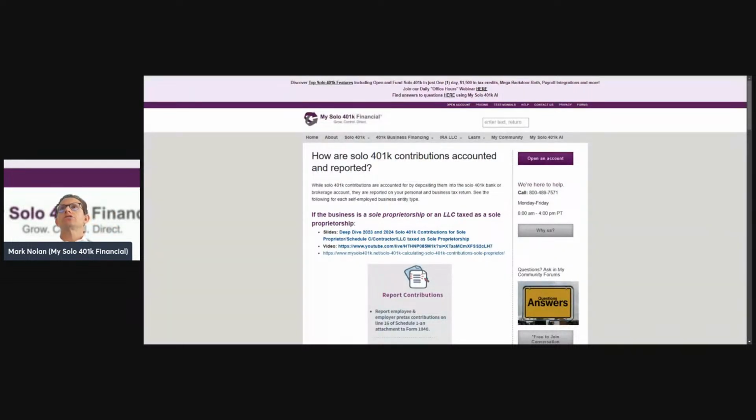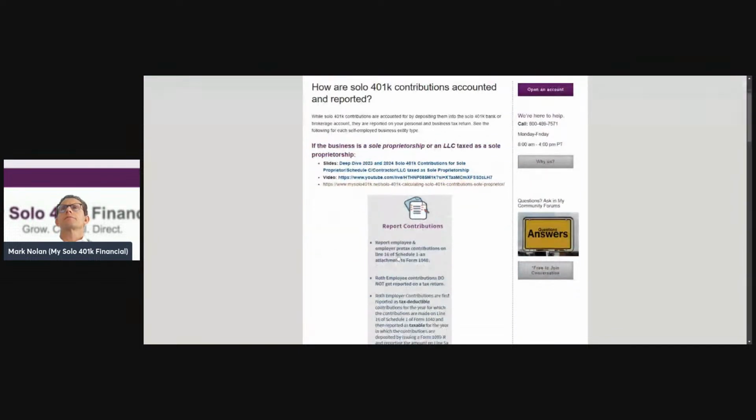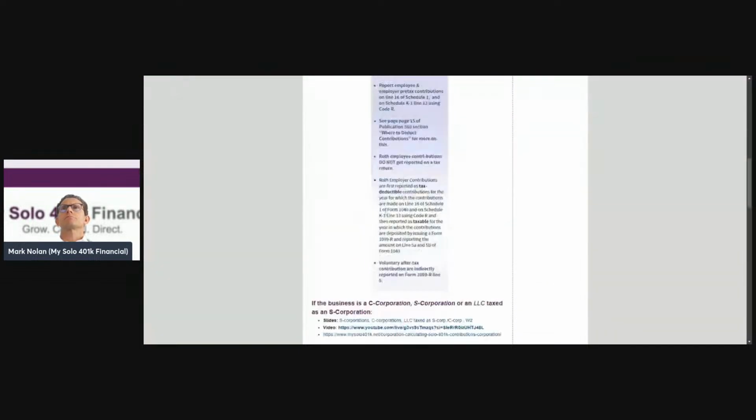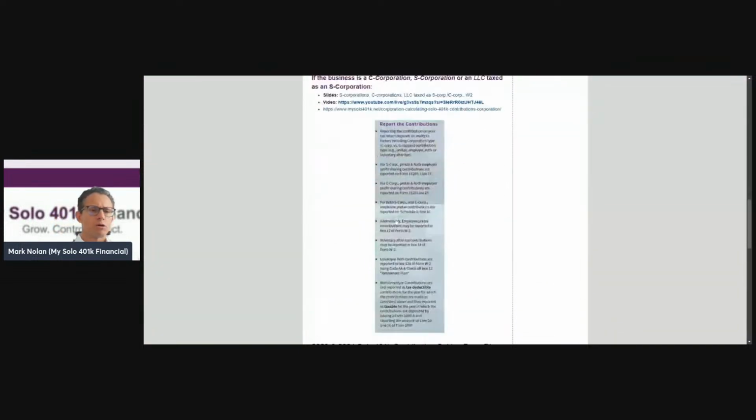So for a corporation, in your case, we're talking about a C corporation, it appears, not an S corporation. So if it's a C corporation, pre-tax and Roth employer profit sharing contributions are reported on the Form 1120, line 23. So they're not going to be reported on your W-2 if we're talking about employer contributions.